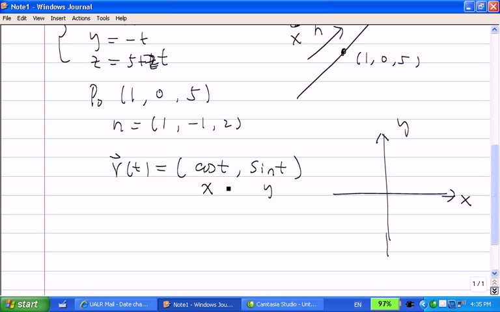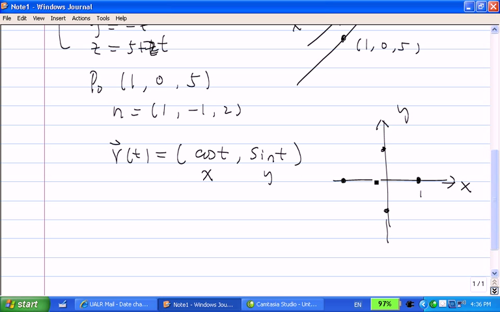For example, if you let t equal to 0, cosine 0 gives you 1, sine 0 gives you 0, so you get this point 1, 0. If t equals pi over 2, cosine pi over 2 gives you 0, sine pi over 2 gives you 1. Then you get this point. When t equals pi, you would get this point, and 3 pi over 2, you get this point. So what kind of curve is this? We only know the 4 points.